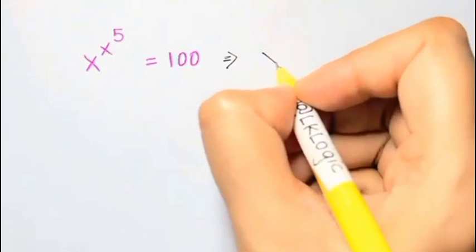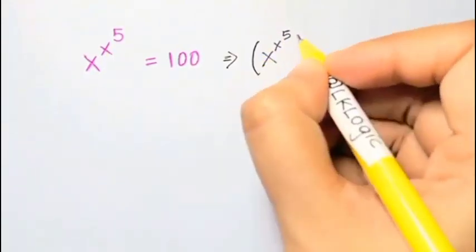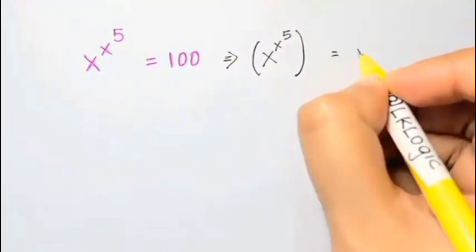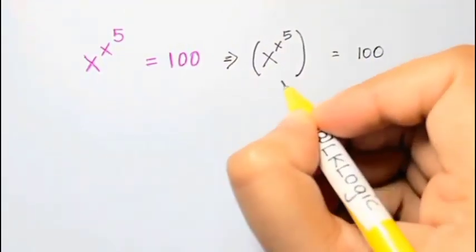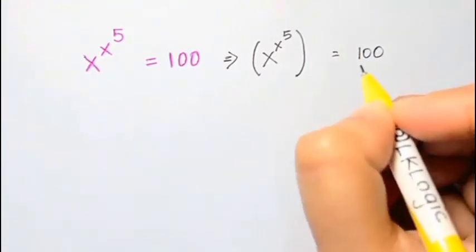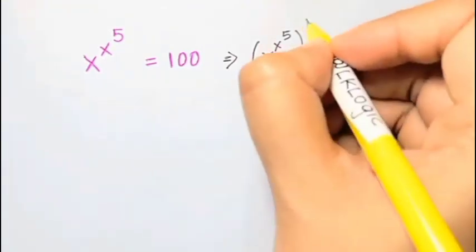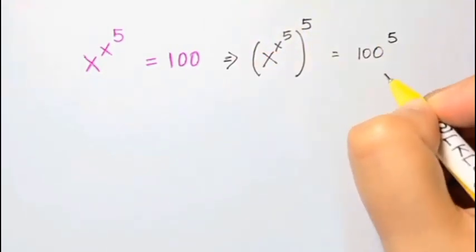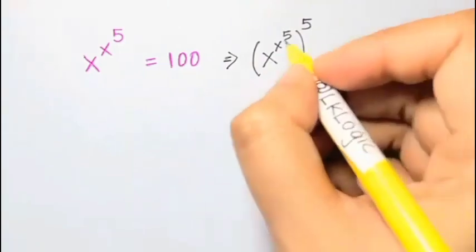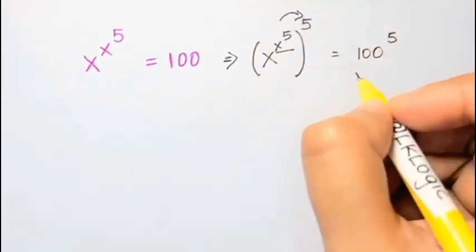I'm going to write x to the 5 and put it in a bracket. Here I'm going to write 100. And now what I'm going to do is, on both sides, left hand side and right hand side, raise both the terms to the power of 5. 100 to the power of 5. Yes. So this term is actually multiplied by 5.